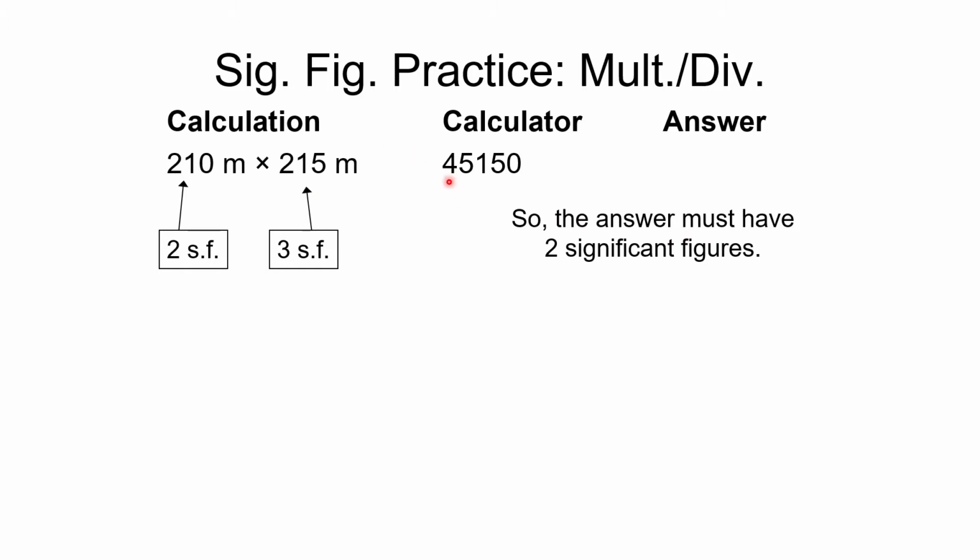So we'll just count off 1, 2. We're going to round to that 5. So the answer is going to become 45,000. So 45,000. And that is how we do that calculation. Let's do another one.